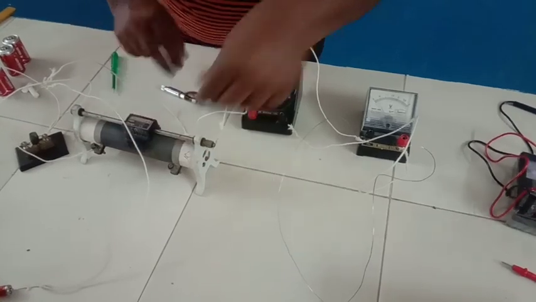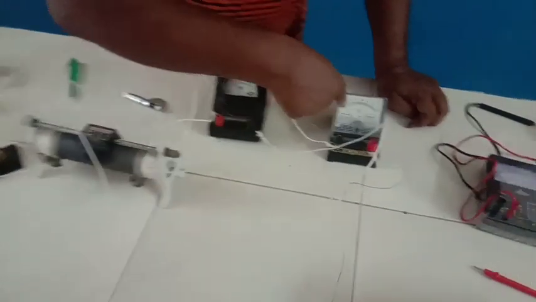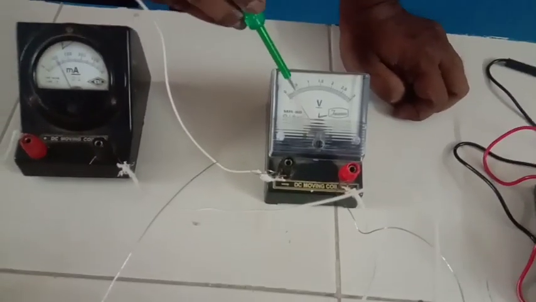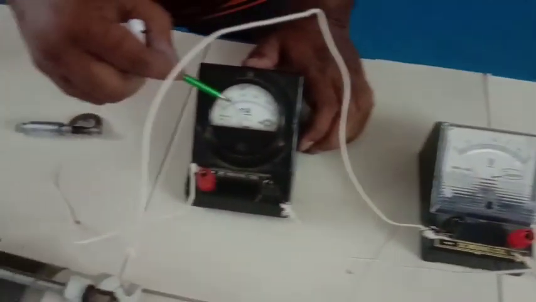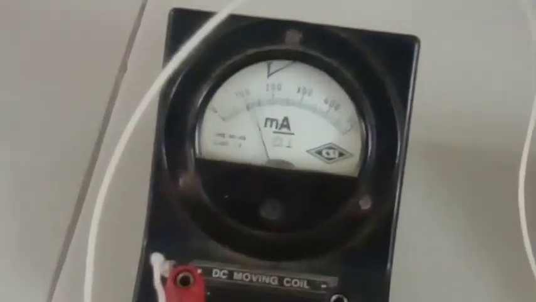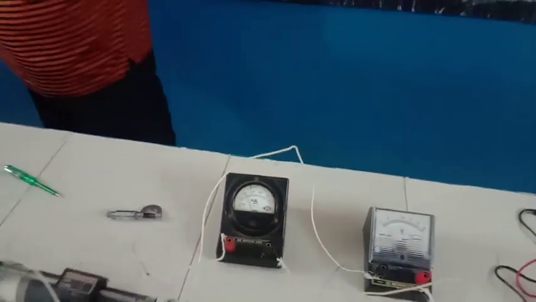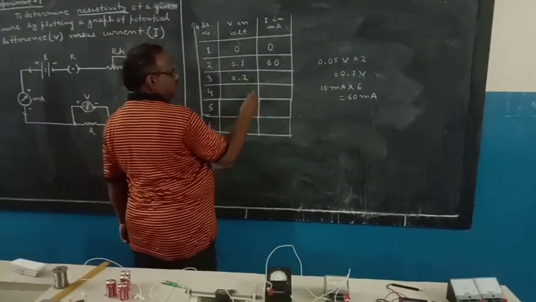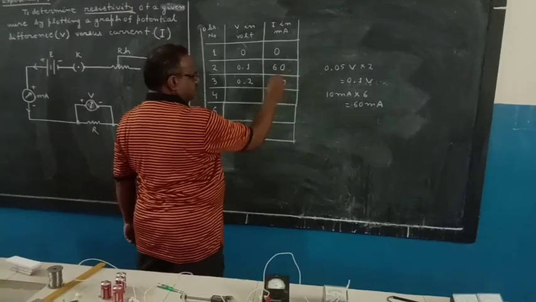Now it is coming. You keep. I have taken this is the 4th division. And here you see, it is in the 12 number division. So it is 4 divisions, meaning 0.05 into 4. So it is 0.2. This is 120.